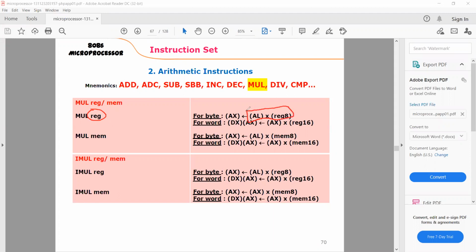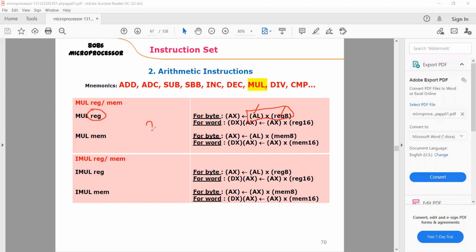That means the register specified in the instruction along with the AL register. By default, you have to understand that the accumulator register will contain another value. When you are conducting a multiplication process, you will have a multiplier and a multiplicand.